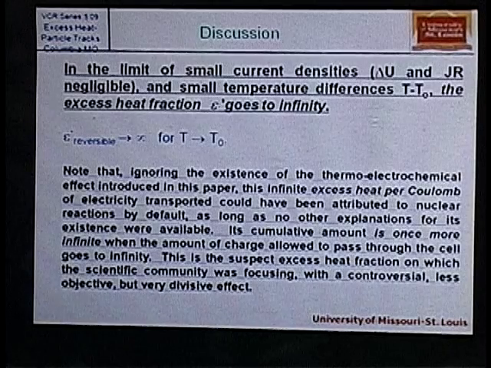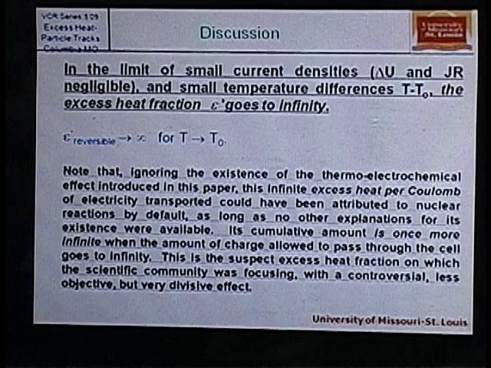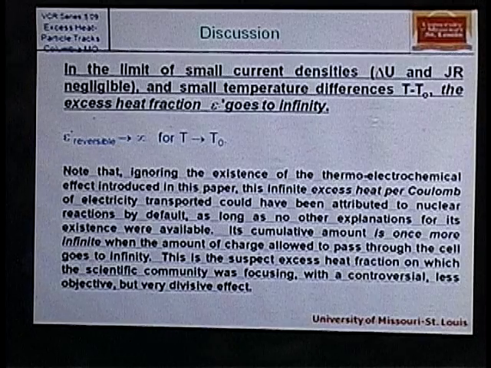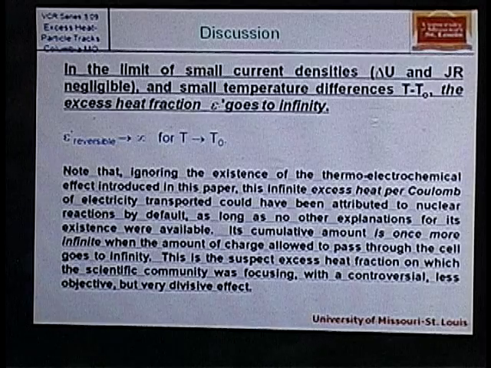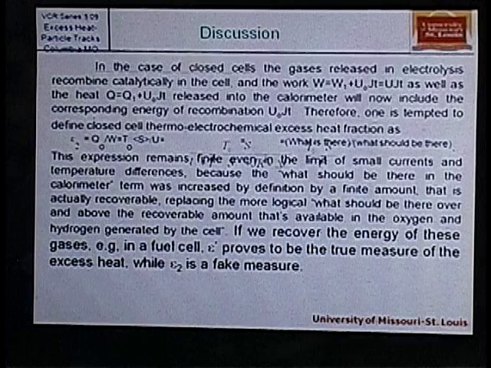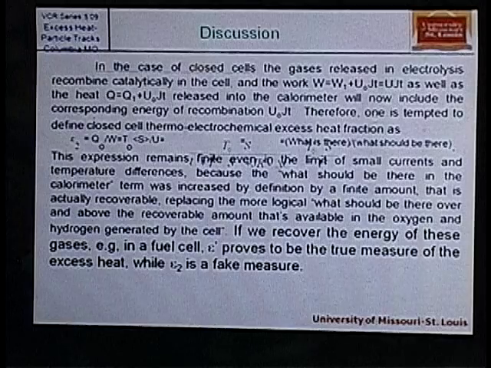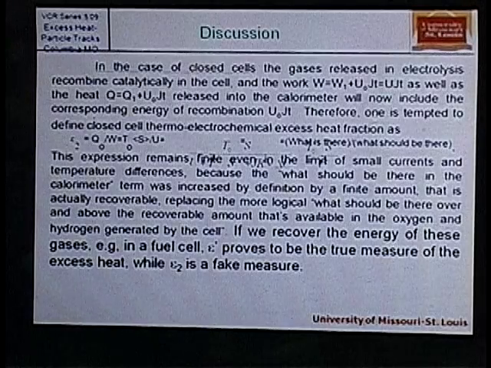But on the other hand, we may also include, if we want, the energy released in the platinum wall, in the catalyst, if we put in a catalyst there. And in that case, of course, we would get a finite and much smaller excess heat fraction. But this is fake or incorrect, because we expected that heat anyway. It's not the true excess heat ratio.